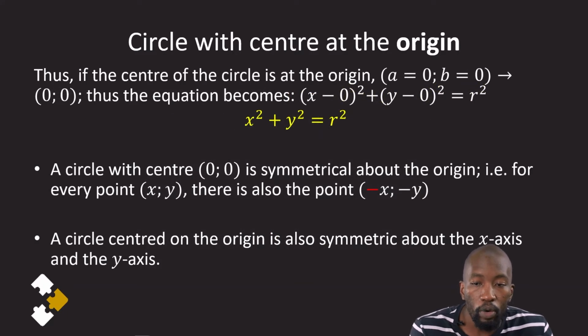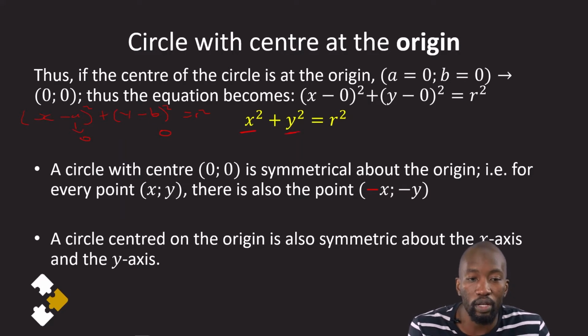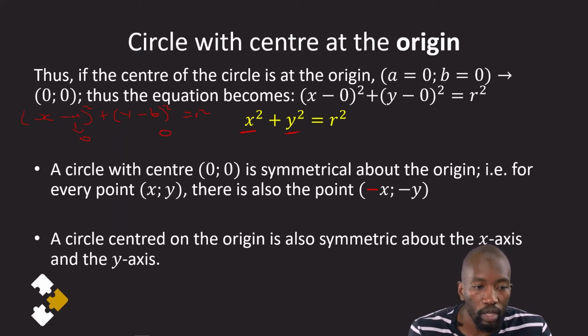Now remember, we're going to use the general equation that says (x minus a) squared plus (y minus b) squared is equal to r squared. But since a is 0 and b is 0, x minus 0 is just x squared, and y minus 0 is just y squared, equal to r squared. So a circle with center at origin has the formula x squared plus y squared is equal to r squared.